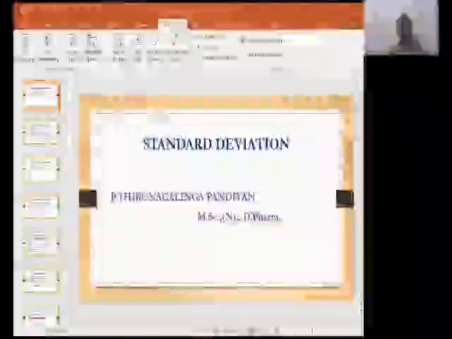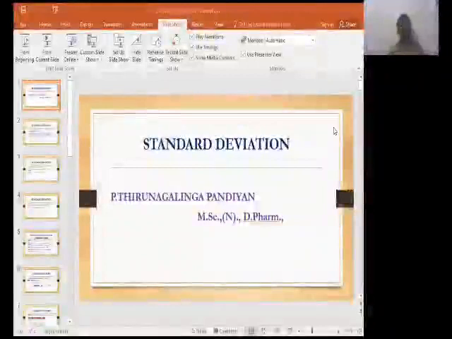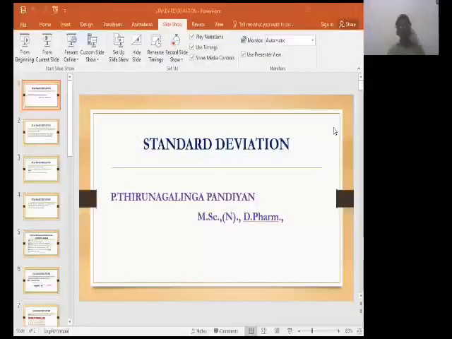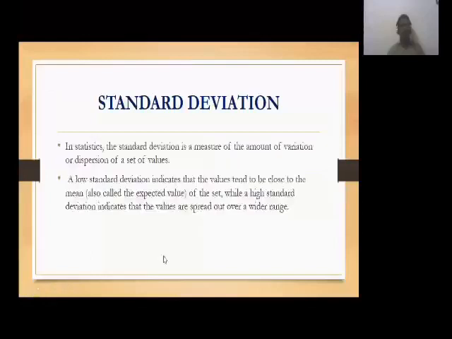So standard deviation is a measure of dispersion and has a little merit over mean deviation. It is commonly used in all statistical analysis. In statistics, the standard deviation is a measure of the amount of variation or dispersion of a set of values. A low standard deviation indicates that the values tend to be close to the mean of the set, while a high standard deviation indicates the values are spread out over a wide range.